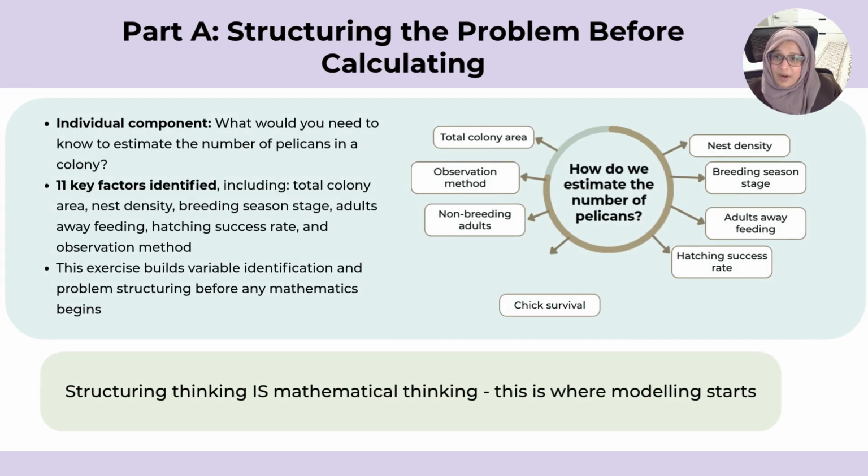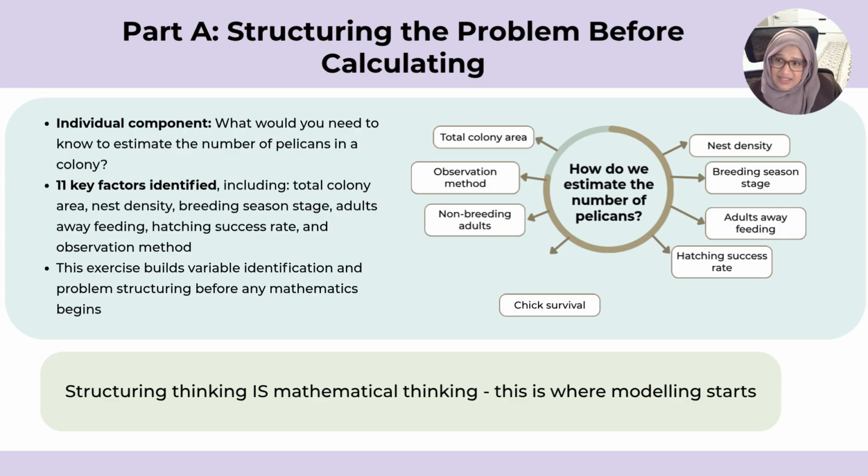Before the group work in Part B, each of us completed Part A individually. And I want to spend a moment here because I think Part A is underestimated. The first question asks, what would you need to know to estimate the number of pelicans in a colony? That sounds simple. It is not.